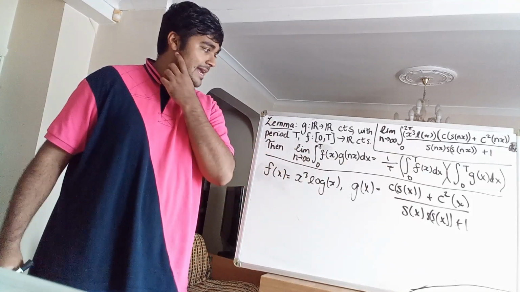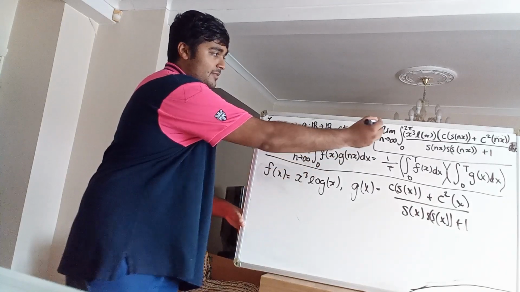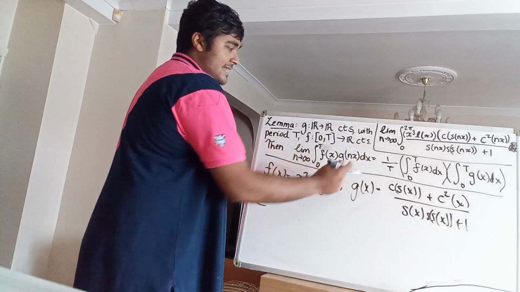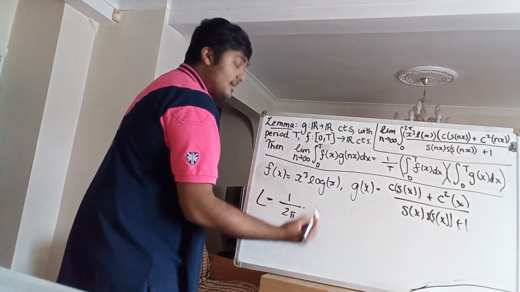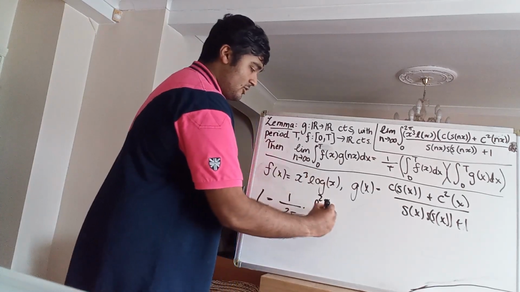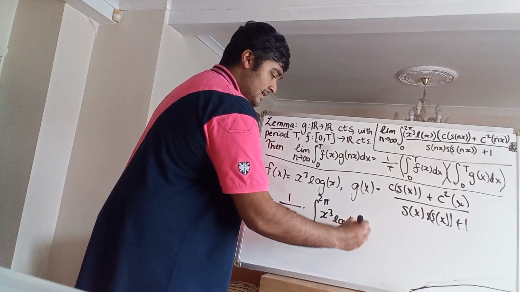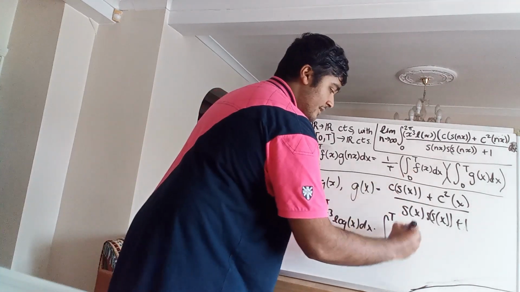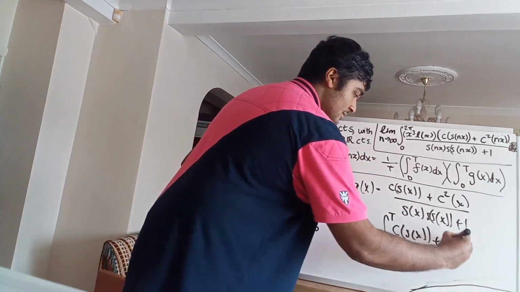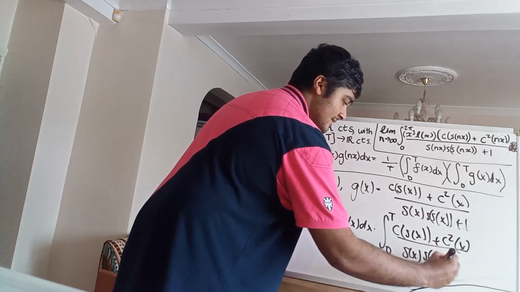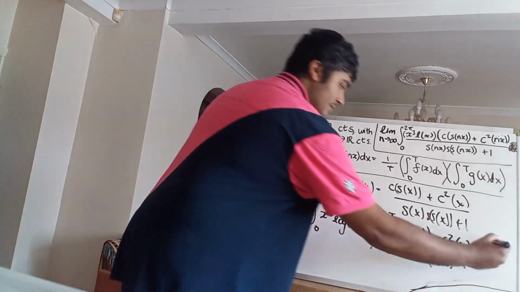So now we can just go ahead and use the lemma. We've got the limit, which we'll call L, is going to be equal to, by this lemma, 1 over t, so 1 over 2 pi, times the integral from 0 to 2 pi of f of x dx, so x cubed log x dx, multiplied by the integral from 0 to t of cosine of sine of x plus cosine squared of x, all divided by sine of x plus 1 dx, like so.